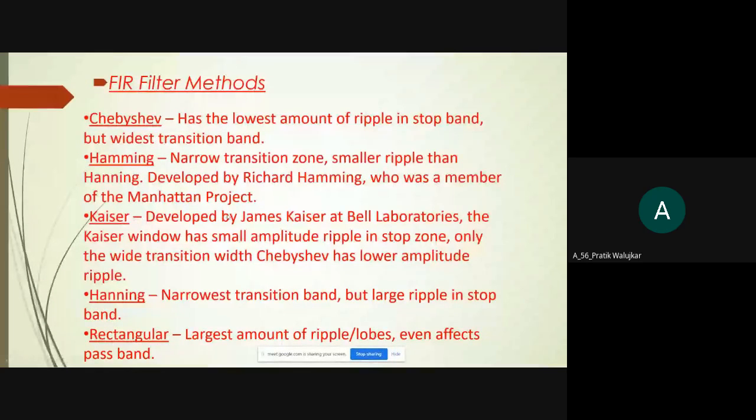Kaiser, developed by James Kaiser at Bell Laboratories. The Kaiser window has small amplitude ripple in the stop zone, only the wide transition width. Chebyshev has lower amplitude ripple. Hanning: the narrowest transition band, but large ripple in the stop band. Rectangular: largest amount of ripple lobes, which even affects the passband.